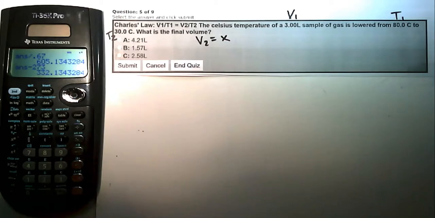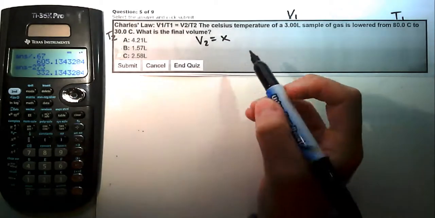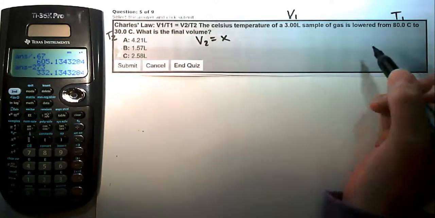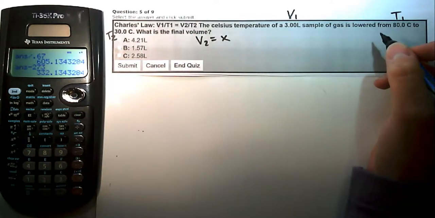So we have all our variables labeled, but of course, since this is a gas law that involves temperature, we need to convert our temperatures to the Kelvin scale.